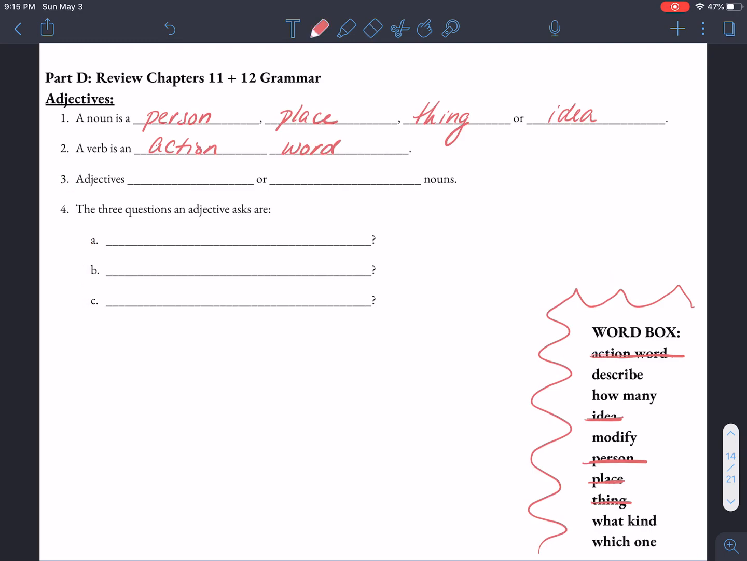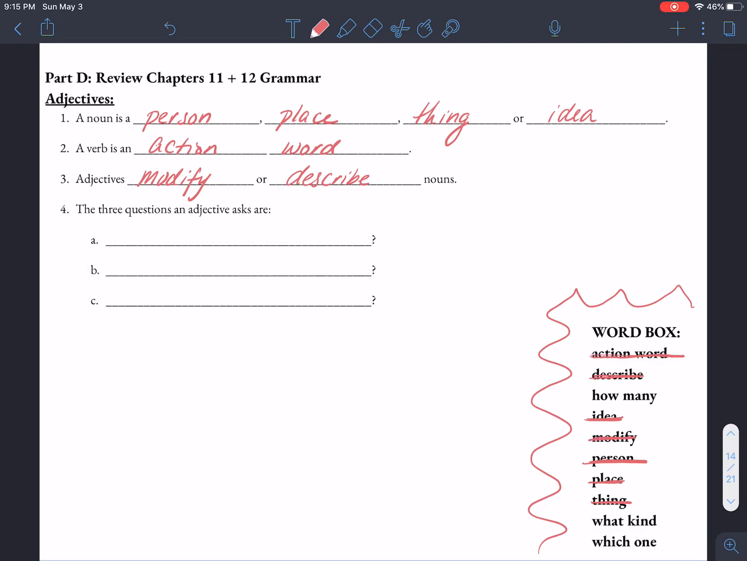All right, so number 3, adjectives, blank or blank nouns. Okay, so adjectives, the technical term is to modify. Okay, but what that really means is describe. All right, so we've used describe and we've used modify. Okay, so those go away.